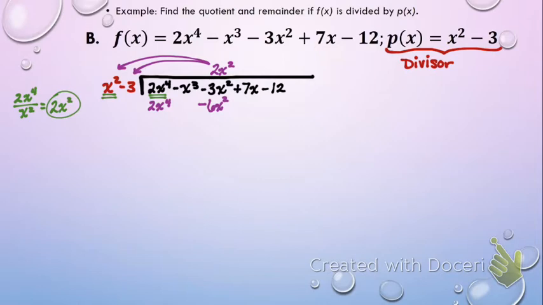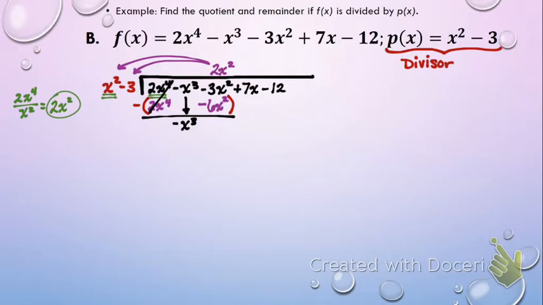And then what do we do with that now? Change your signs. We're going to subtract this polynomial. So I have 2x to the 4th minus 2x to the 4th. Cancels out. What do I do with that negative x cubed? Bring it down. So minus x cubed.